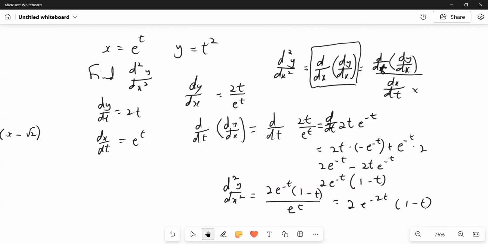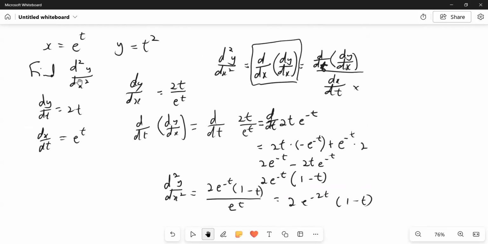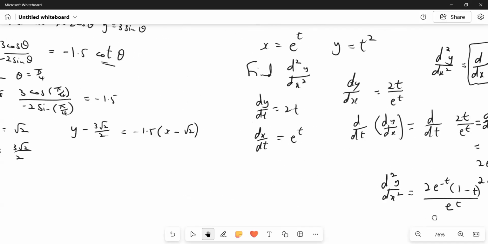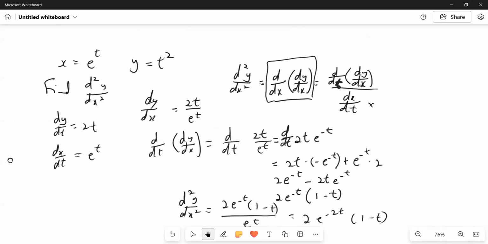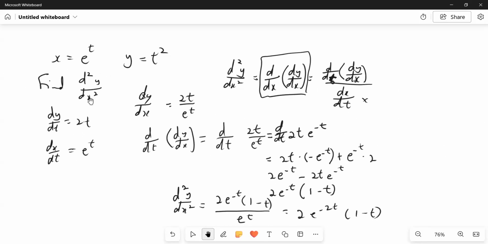No, in this question we're not using it. We're just finding the second derivative. We're not finding the equation of a line. In the other one, you're finding the equation of a line, that's what we end up with there. But in this one, we're simply finding the second derivative.